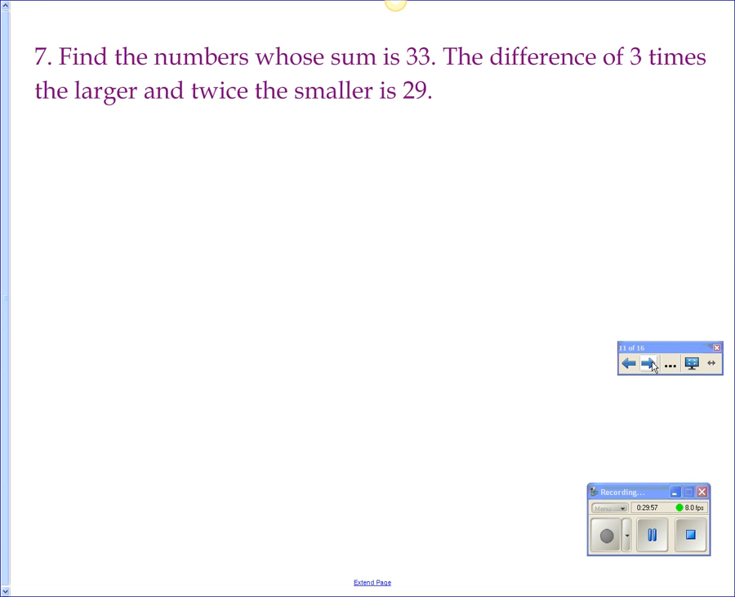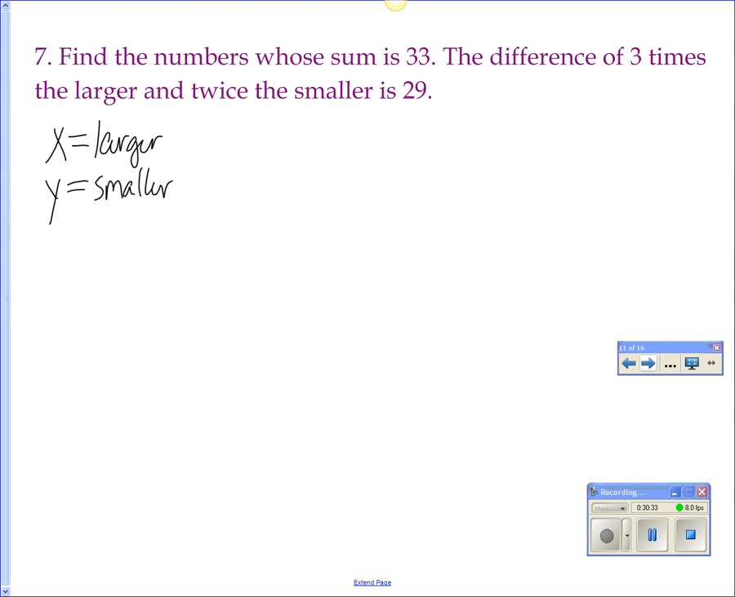Number 7, find the numbers whose sum is 33. The difference of 3 times the larger and twice the smaller is 29. Okay, almost done. So put X and Y. In this case, we're trying to find 2 numbers. Does anyone know what they use to describe the 2 numbers? Very good. Smaller and larger. Which one do they use first? I'm going to put larger first. It doesn't matter, but I like to make my life a little easier to do it that way. X is larger and Y is smaller.